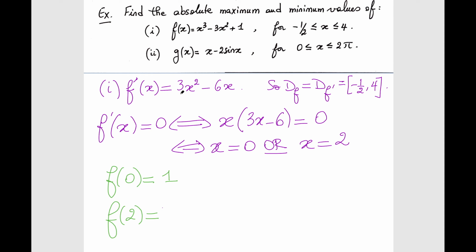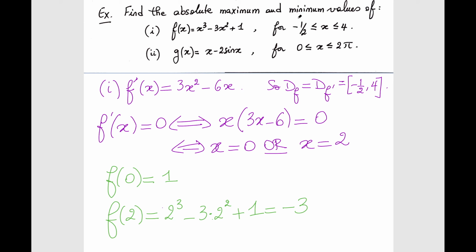And what's f of 2? f of 2 is 2 cubed minus 3 times 2 squared plus 1. All right, what's this number? Let's do it quickly. 8 minus 12 is minus 4, plus 1 is minus 3. Okay, so the value of the function at 0 is 1. The value of the function at 2 is negative 3.